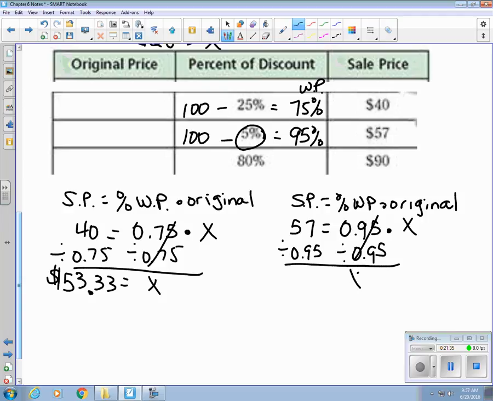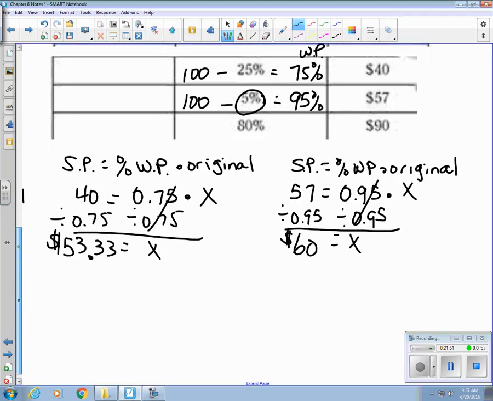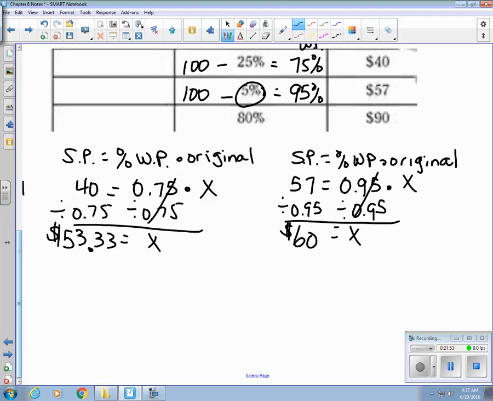These cancel, and X will be equal to, let's see here, 57 divided by 0.95, which equals $60. So the original price was $60. For the last one, okay, so we'll do that here.